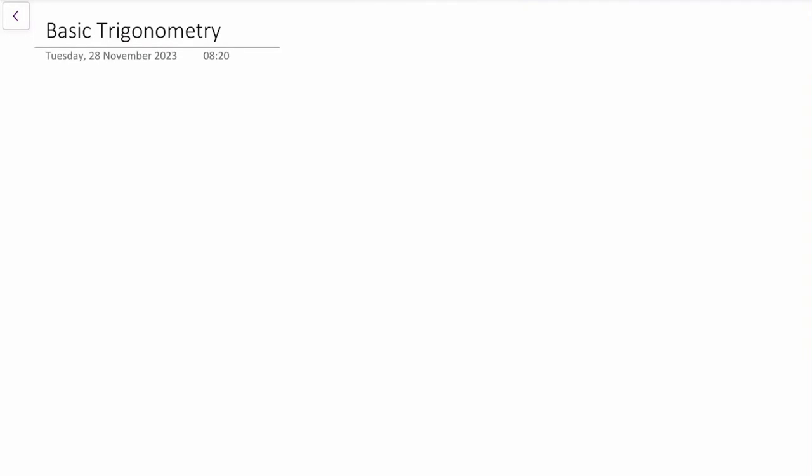Basic trigonometry. The most basic trigonometry would only work on a right angle triangle. So imagine you have a right angle triangle. Then you probably know from Pythagoras theorem that the side opposite to the right angle is called the hypotenuse.